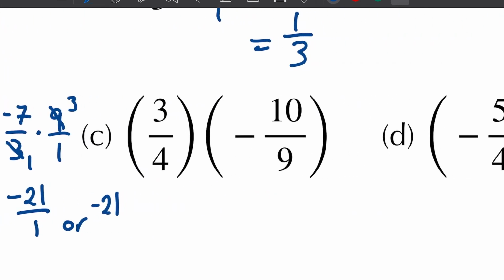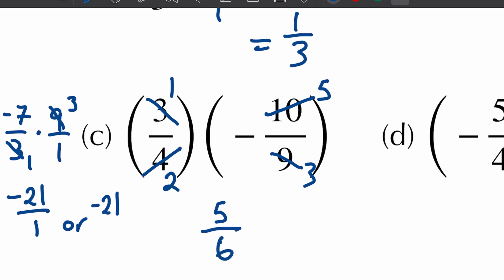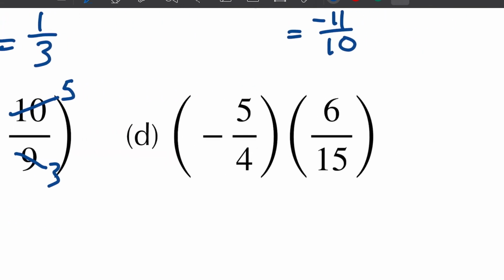Now this one, well, I can divide the 4 by 2 to get 2, and then I have to divide the 10 by 2 to get 5. I can divide the 3 by 3 to get 1, then I have to divide the 9 by 3 to get 3. And then I multiply straight across. 1 times 5 is 5, and 2 times 3 is 6. And this would be a negative 5 over 6, because one of our fractions is negative and the other one's positive. Negative times a positive is a negative.